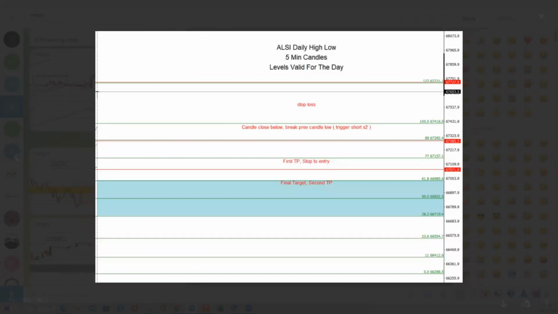On the Aussie daily high low, currently between levels of 100 and 127. If you look at the moving averages, 8 is above 21, above 50, that's indicating trend is up. So we need to wait for a moving average crossover. So 8 crosses 21 to the downside. And with that, a candle close below the 100 level, break previous candle low to aim for the 77 first TP, 61.8 second TP, stop loss being halfway between 100 and 127. Remember guys, same rules apply with the red lines.